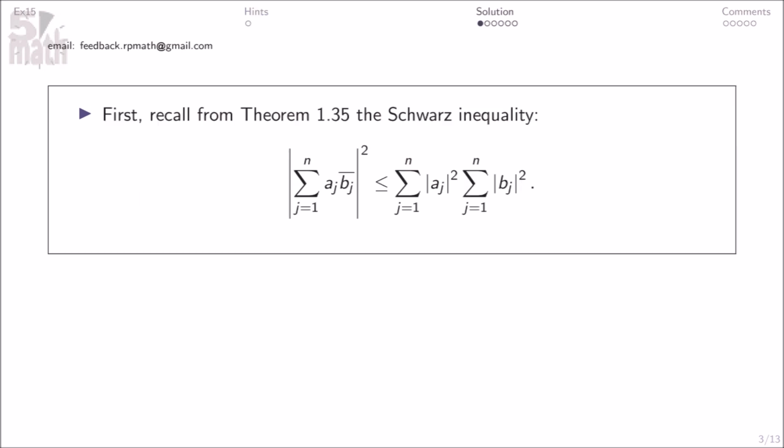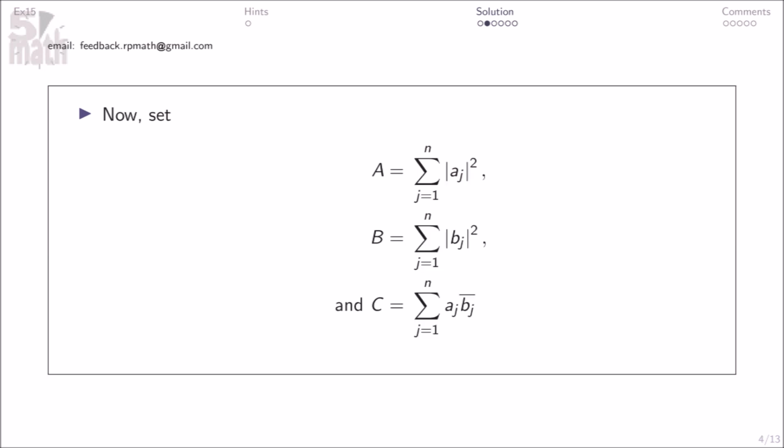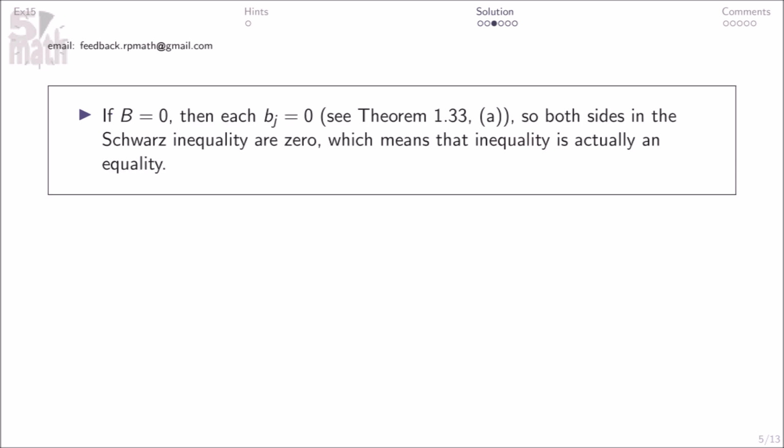First, recall Theorem 135, the Schwarz inequality here. Now set the following: A, B, and C. If b equals 0, then each bj equals 0. See Theorem 133a. So both sides in the Schwarz inequality are 0, which means that the inequality is actually an equality.